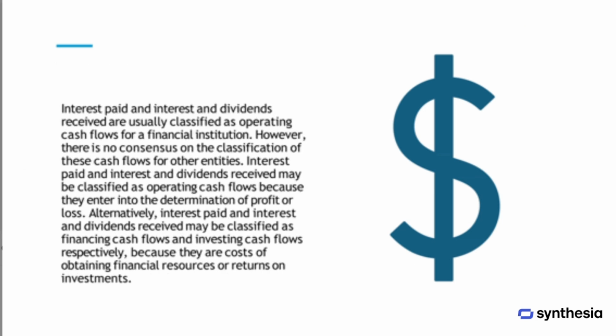For financial institutions, interest paid and interest and dividends received are typically classified as operating cash flows. However, for other entities, there is no universal agreement on their classification. These cash flows may be considered operating activities because they contribute to the determination of profit or loss. Alternatively, interest paid may be classified as a financing activity, as it represents the cost of obtaining financial resources, while interest and dividends received may be classified as investing activities, as they represent returns on investments.